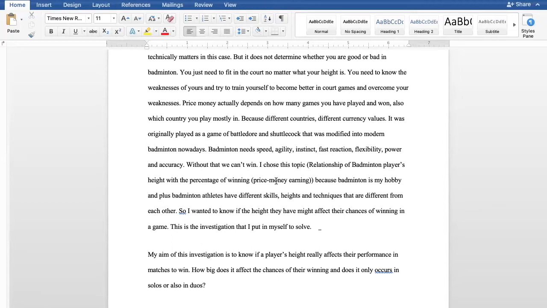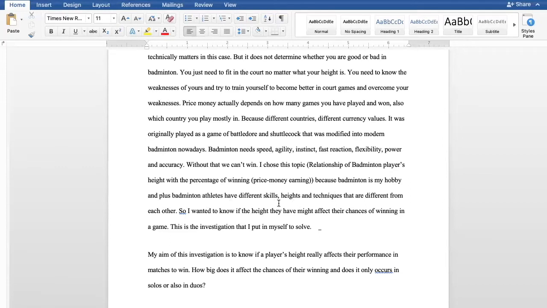You chose this IA or exploration because badminton is my hobby. And plus, I think you don't need plus. You can just use and, or you can delete and you use plus. And badminton athletes have different skills, height.